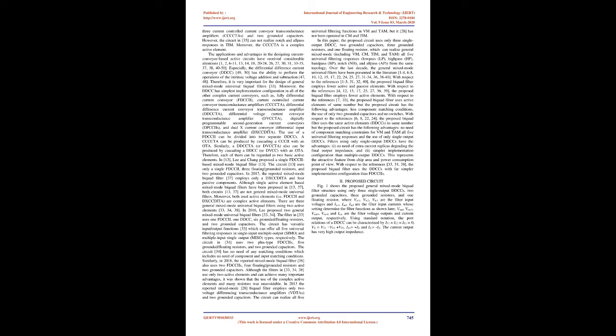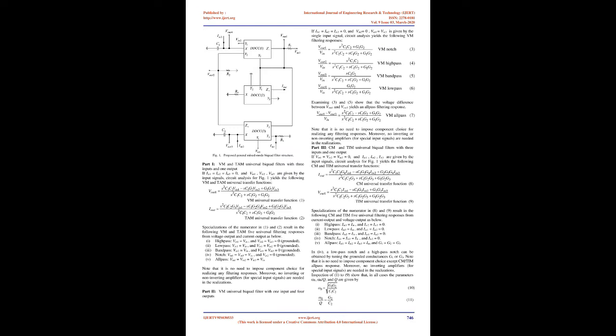Moreover, the DDCC has the simplest implementation configuration of all the other complex current conveyors, such as the fully differential current conveyor, FDCCII, current-controlled current conveyor transconductance amplifiers, UCTA, differential difference current conveyor transconductance amplifier, DDCCTA, differential voltage current conveyor transconductance amplifier, DVCCTA, digitally programmable second-generation current conveyors, DPCCIIs, dual-X current conveyor, and differential input transconductance amplifier, DCDA.